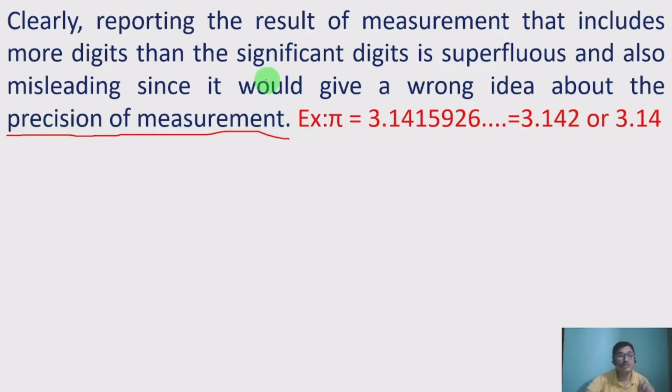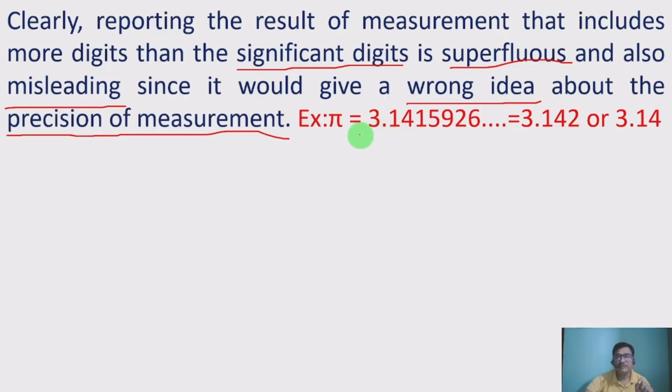If the measured value has more than the significant digits, those extra digits are called surplus digits. That makes the measurement misleading, since it gives the wrong idea about the precision of the measurement. Now, we'll take one example here.